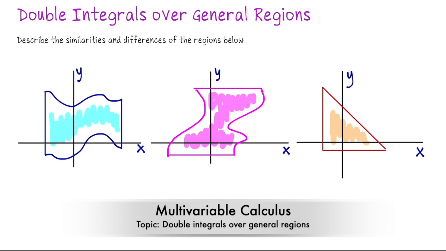We've looked at the double Riemann integral over rectangles. Now let's do double integration over general regions. So take a second to look at these three pictures and decide what they have in common and where their differences lie.